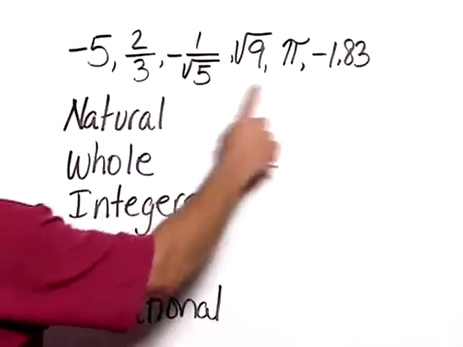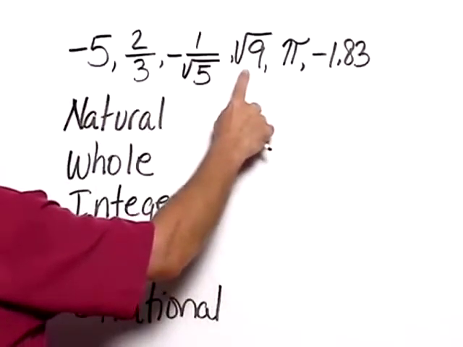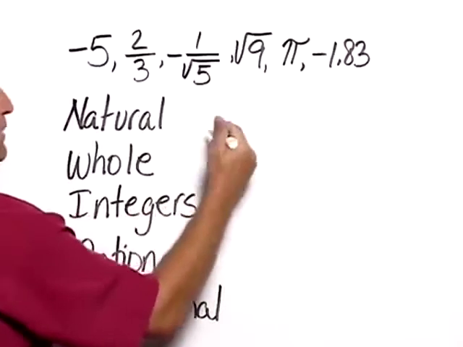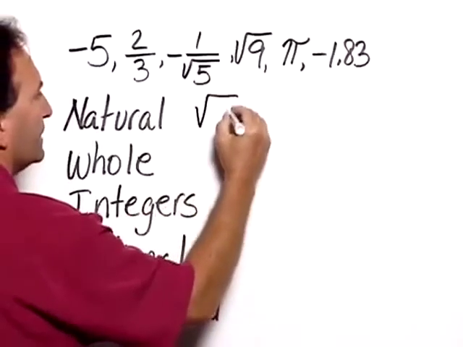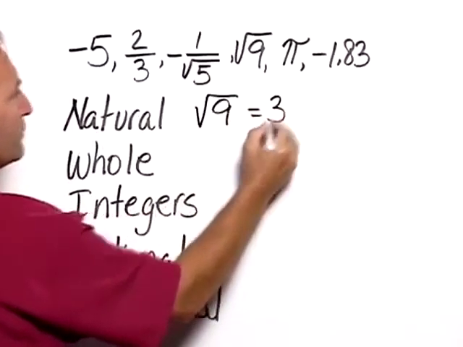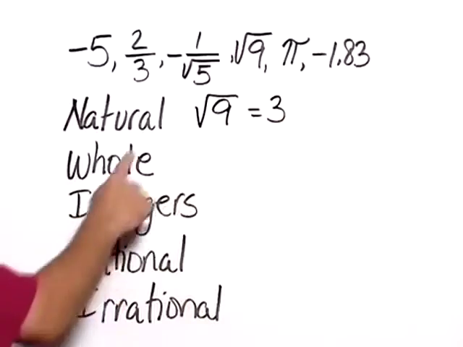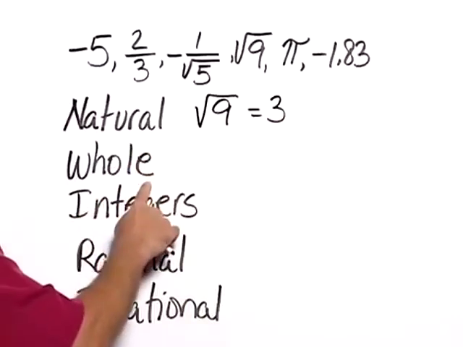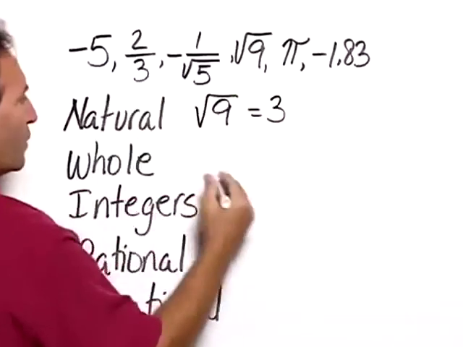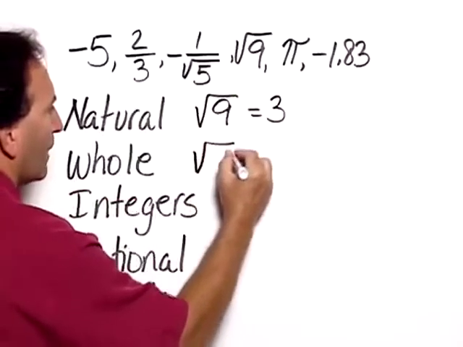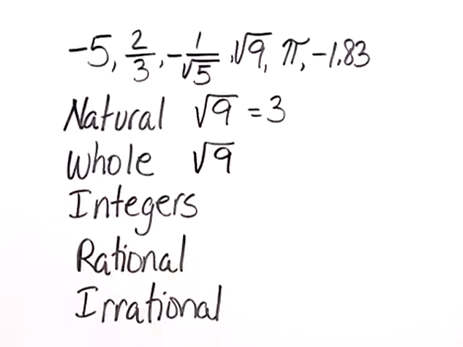So the only number up here that's a counting number is the square root of 9, because the square root of 9, remember, is equal to 3. For the whole numbers, that is the natural numbers with 0. 0 is not up here, so once again, the only whole number is the square root of 9.